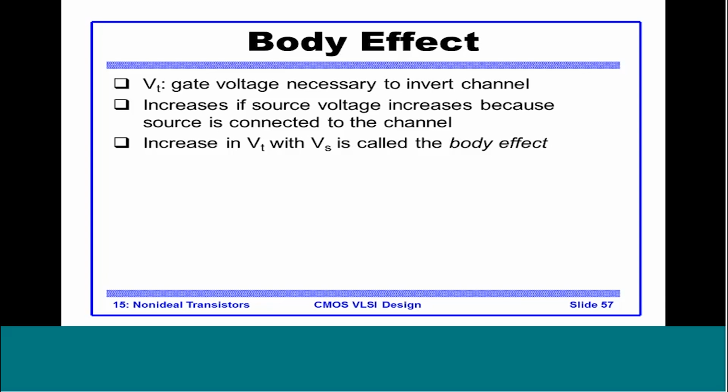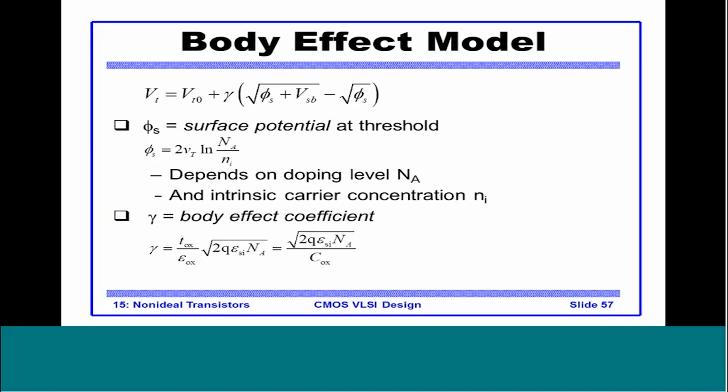We saw earlier during the discussion of the VT, there was one point where it was said that the VT depends on the voltage difference between bulk and source. So this is the part where we study that. VT is the gate voltage necessary to invert the channel, but VT increases if source voltage increases because the source is connected to the channel. Increase in VT with VS is called the body effect. Now let's see how it is captured in the equation.